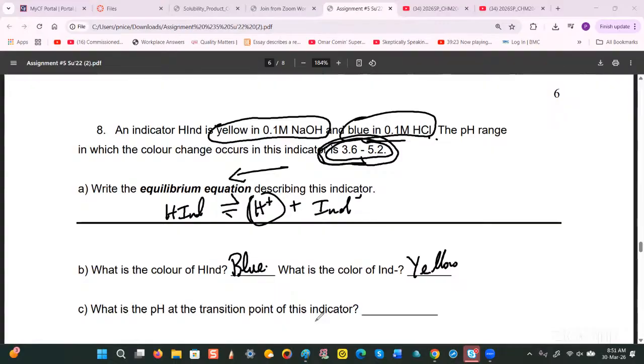Is it just that whole range? Nope. Remember, the range that is given is a range over which a color change is taking place, right? So below 3.6, the color is going to be blue, and above 5.2, the color is going to be yellow. What the question is asking is more specific. The question is asking the pH at which the transition takes place.